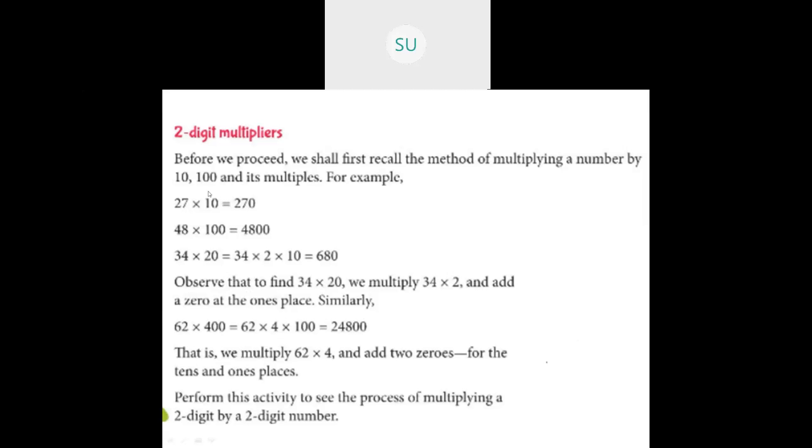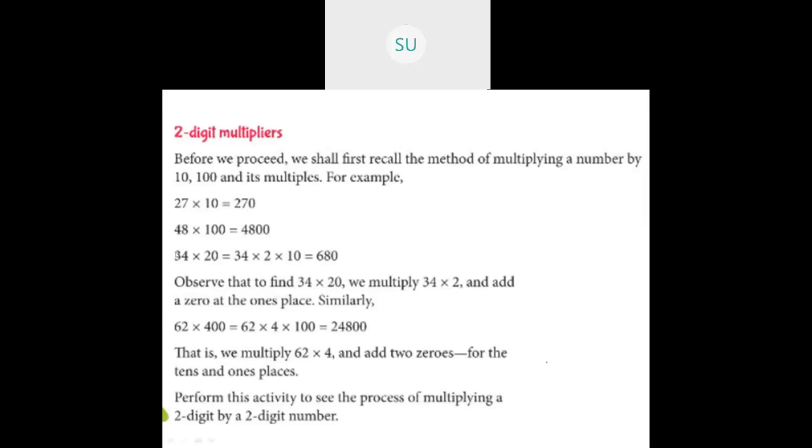And in 10, we have how many zeros? We have 1 zero. So we'll put 1 zero after 27. Same way here, 48 into 100. We'll write 48, and in 100, we have 2 zeros. So we'll put 2 zeros after 48.